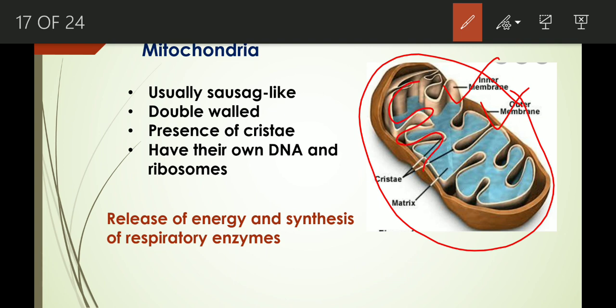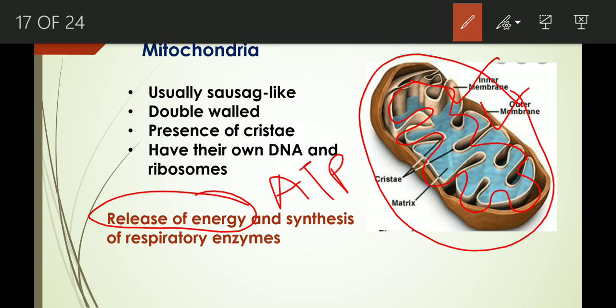You can see the finger-like projections in blue. These finger-like structures are called cristae. And mitochondria have their own DNA and ribosomes, and they contain two walls or two membranes. The main function of mitochondria is they release energy. They release energy in the form of ATP. You all know that ATP is the currency of energy. So it releases energy in the form of ATP, and apart from that, it synthesizes some enzymes which are very much essential for respiration. So in one word we can say it synthesizes respiratory enzymes.